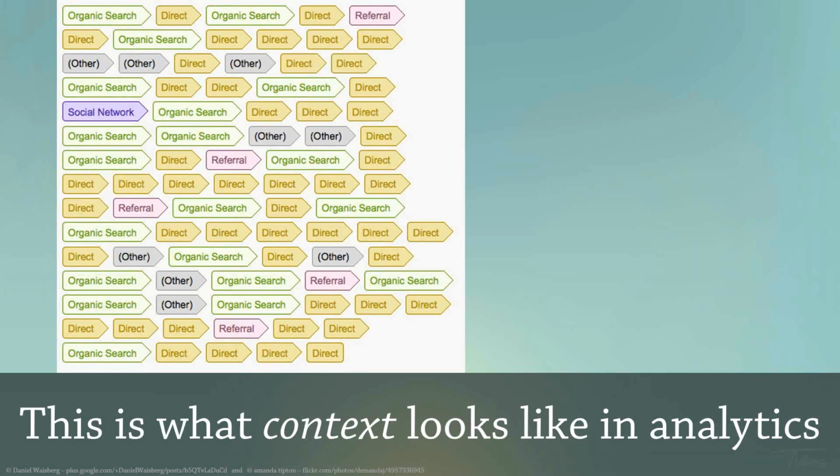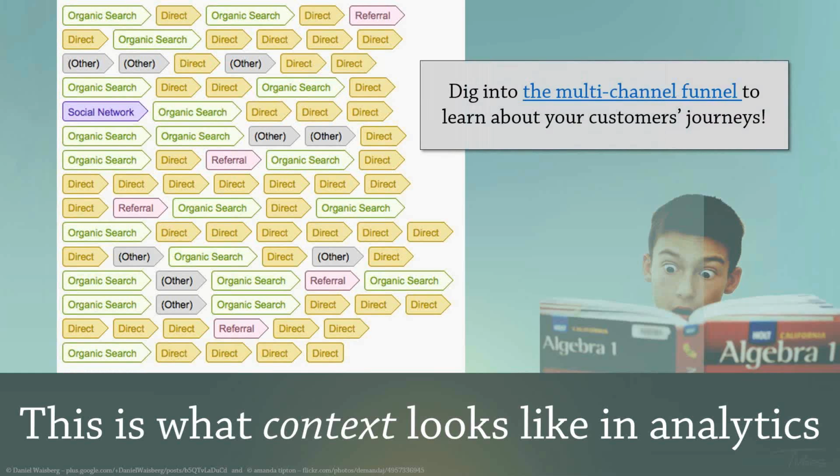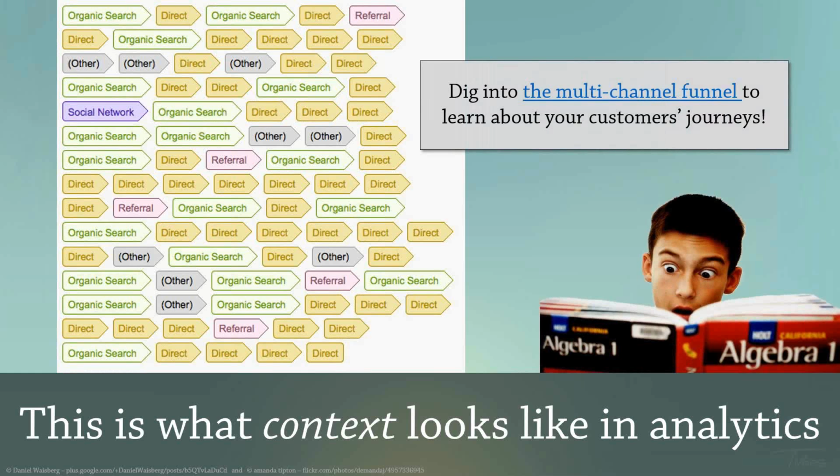And we talked about context earlier, and I mentioned Daniel Eisen's work. This is what context looks like in analytics. And that, my friends, earns an algebra kid for being awesome, because you probably didn't think that data is something that could show you context, but this is what it looks like when it does. So this is what we call the multi-channel funnel, and so click on this link to get more information about how you can begin to optimize your content against that.